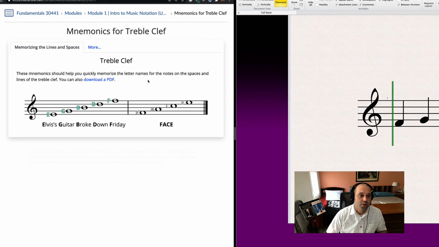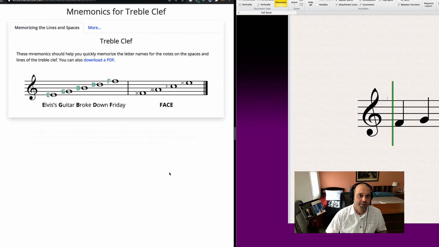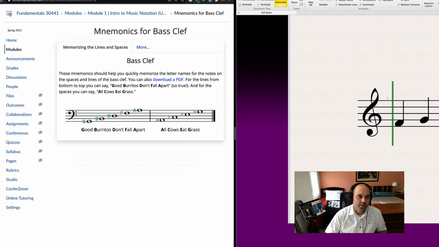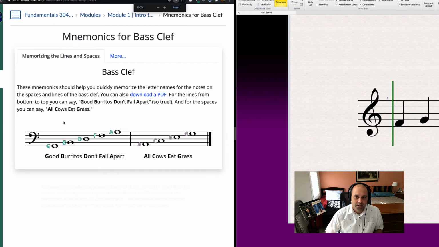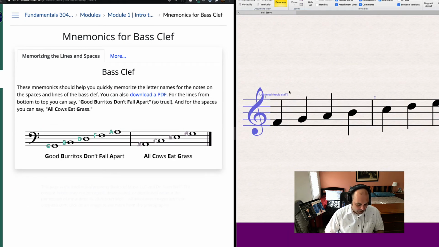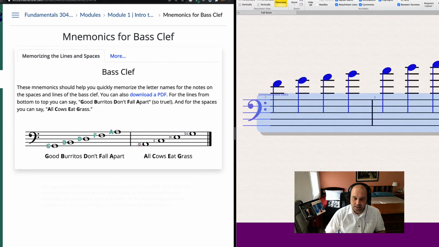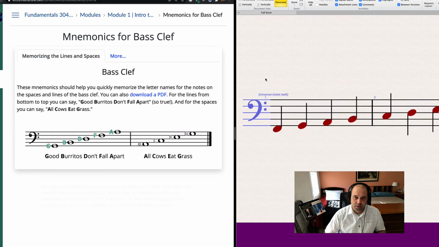And then let's look real quick at bass clef as well. All right, and then here's our bass clef set. So you may have learned different mnemonics. I'm going to switch clefs here on my notation. And notice it's for deep instruments. So you're going to hear deeper sounds here.